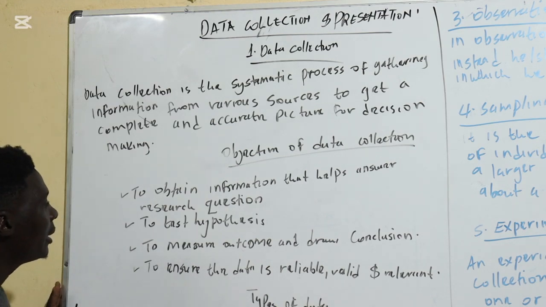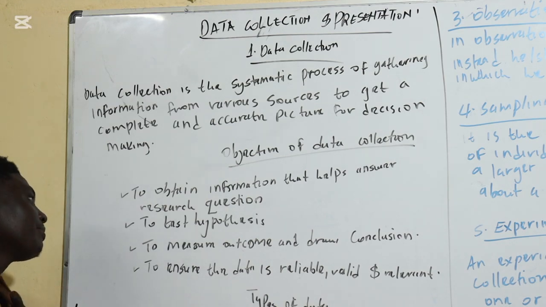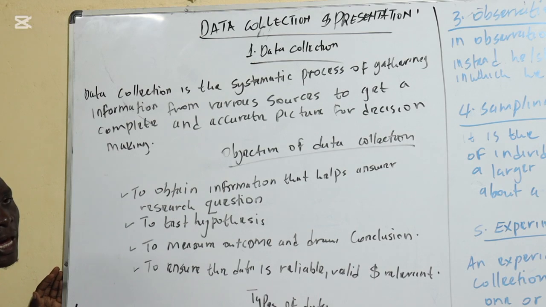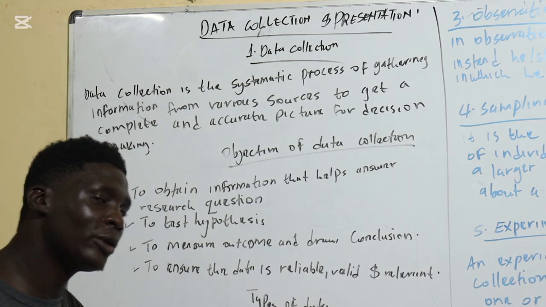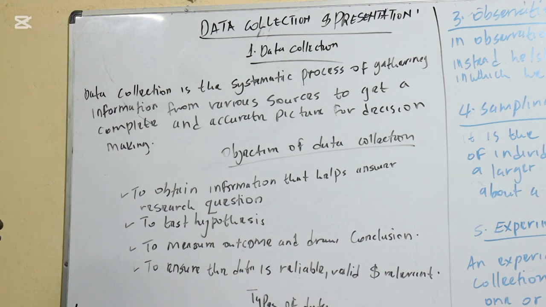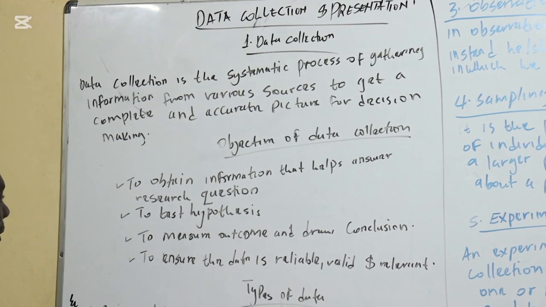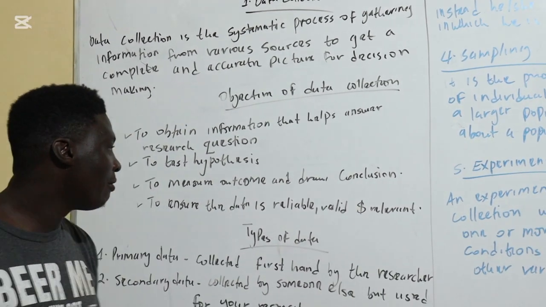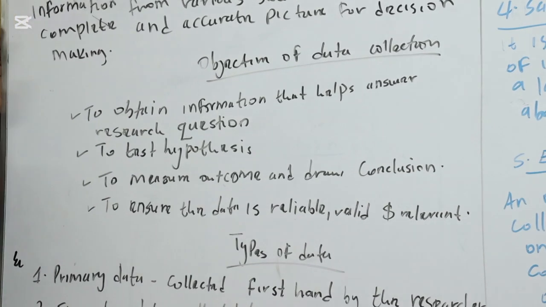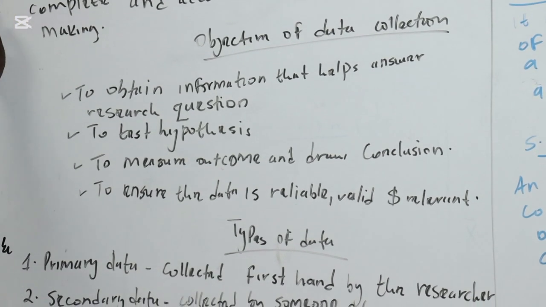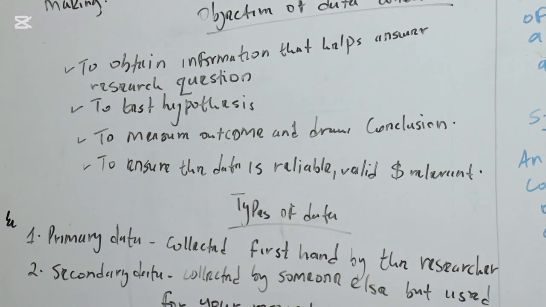Number two, it helps us to test a hypothesis. We collect data to test what? Hypothesis. Number three, to measure an outcome and draw a conclusion. And lastly, to ensure the data is reliable, valid and relevant. So we collect data to ensure the information we are having is reliable, valid and relevant.